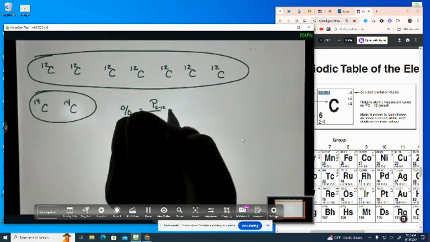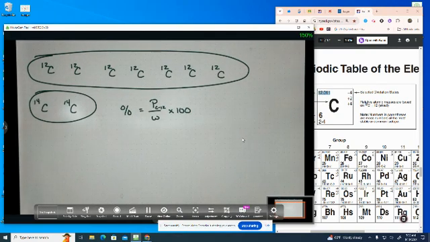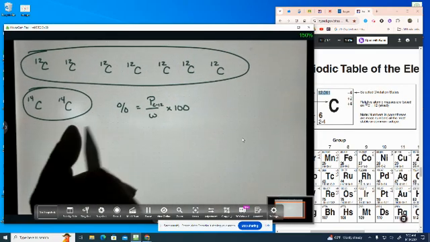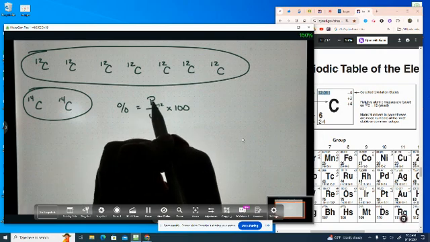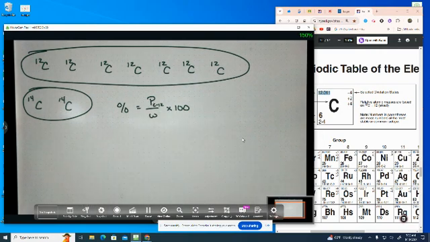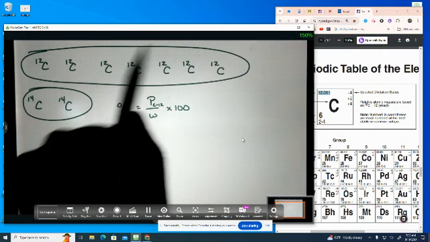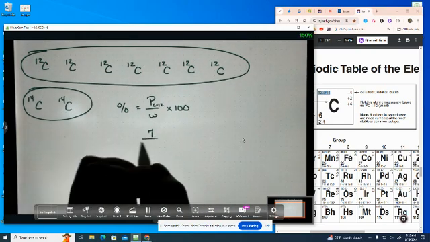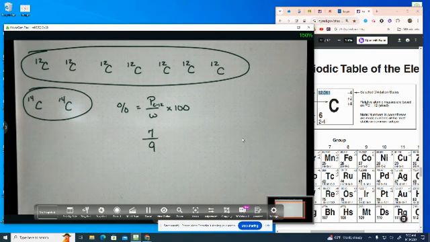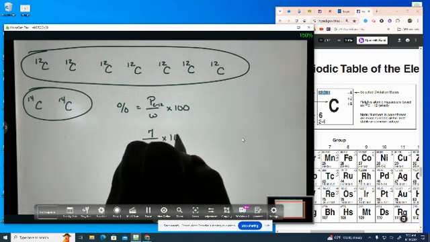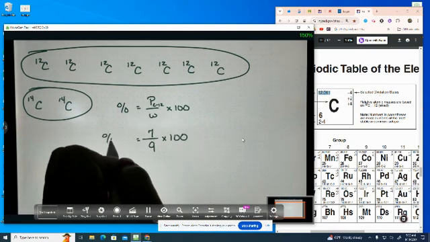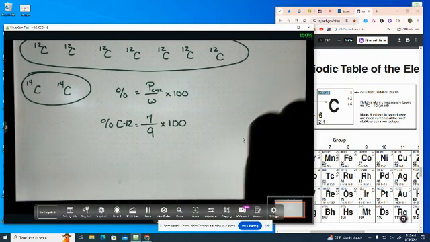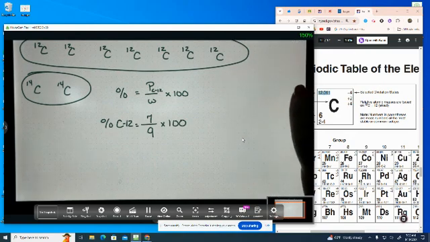And because it's out of 100, we're going to multiply that by 100. So this is our percent formula. Our percent formula always looks the same. It's going to be percent equals part over whole times 100. All right, so we've got 7 carbon 12s. We've got 9 total, that's the whole, times 100. That's going to give me my percent of carbon 12. Let's do this. 7 divided by 9.